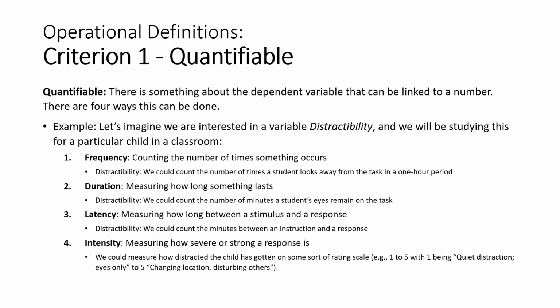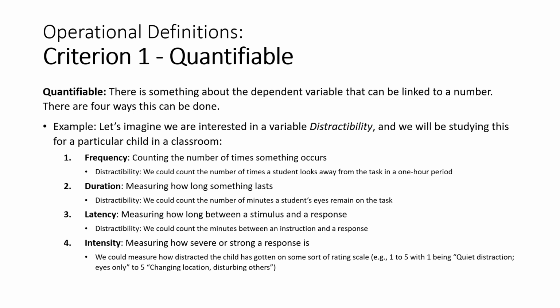So our example is, let's imagine that we're interested in a variable, distractibility. We want to help support a child in training their own mind to be able to focus, so we think it's important to know how distractible a child is, and so we are focusing on this one child in a classroom. So the first thing we could do is we could use frequency, listed as number 1 here.